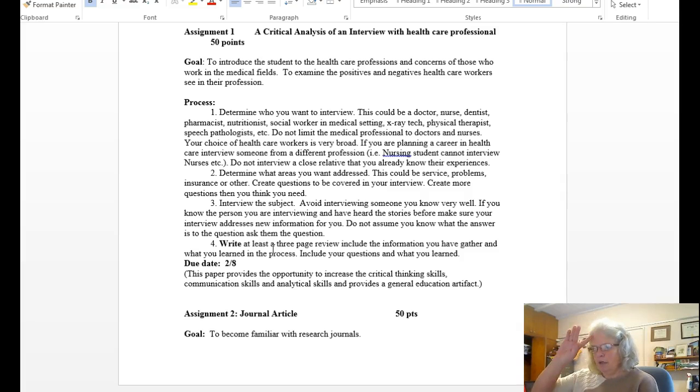So think about who you want to examine. You're going to need to interview a healthcare professional and examine both the positives and the negatives that the professional faces. You are not to interview a family relative that you know well, one that you don't know real well. You can see very clearly you are not to interview a close relative.